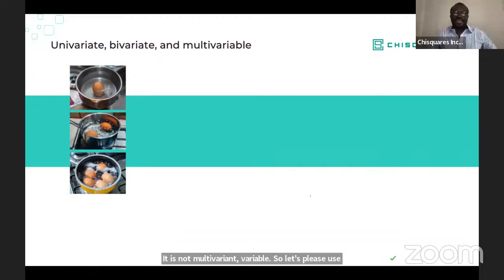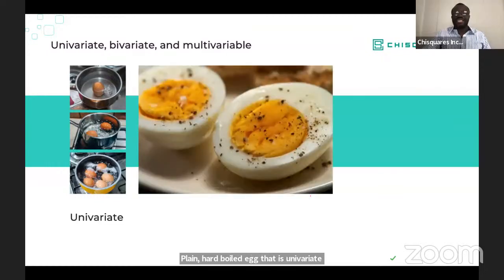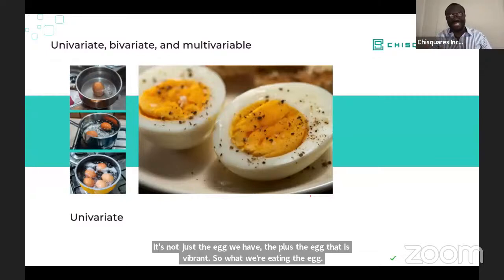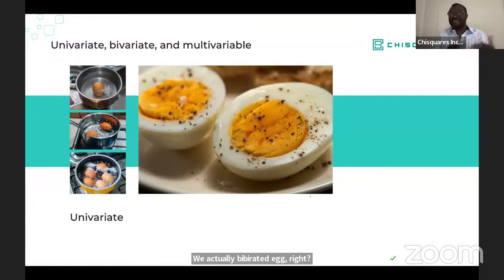All right, let's use an analogy to again explain univariate, bivariate, and multivariable. You can think of boiling an egg as univariate. There is just the egg, right? There's nothing added to the egg, it's just plain hard-boiled egg. That is univariate. Now, if we take that egg and then we add pepper to it, now it's not just the egg, we have the pepper plus the egg, that is bivariate. So when we're eating the egg, we're eating a bivariated egg, right? If such a term exists. Because it's the egg plus some seasoning, which is in this case, black pepper.